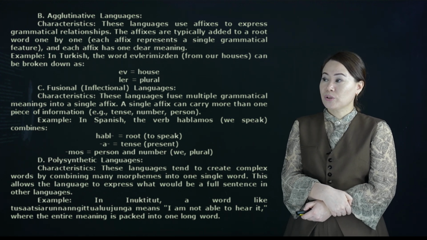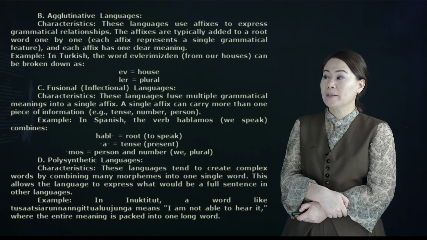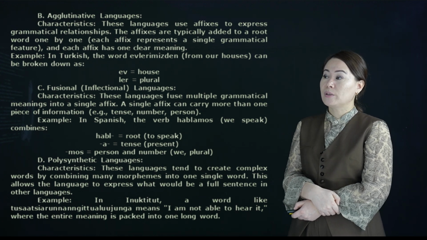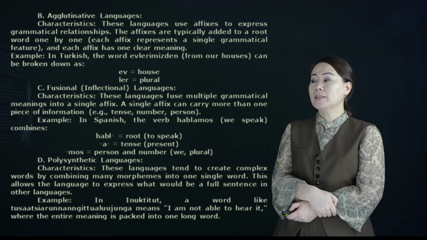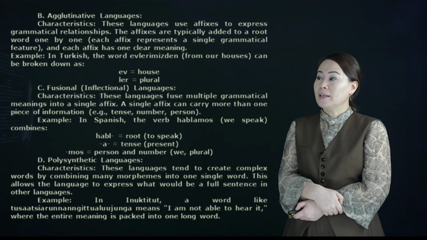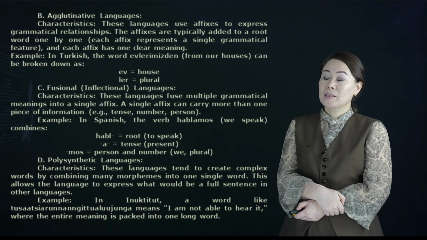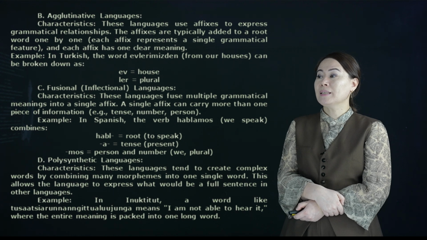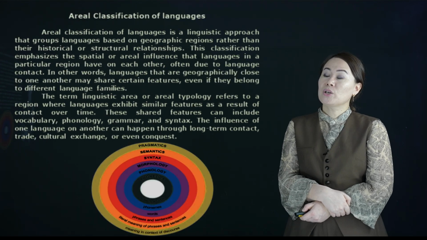Polysynthetic languages. Characteristics: these languages tend to create complex words by combining many morphemes into one single word. This allows the language to express what would be a full sentence in other languages. For example, in Inuktitut, one word means I'm not able to hear it, whereas the entire meaning is packed into one long word. Areal classification of languages.